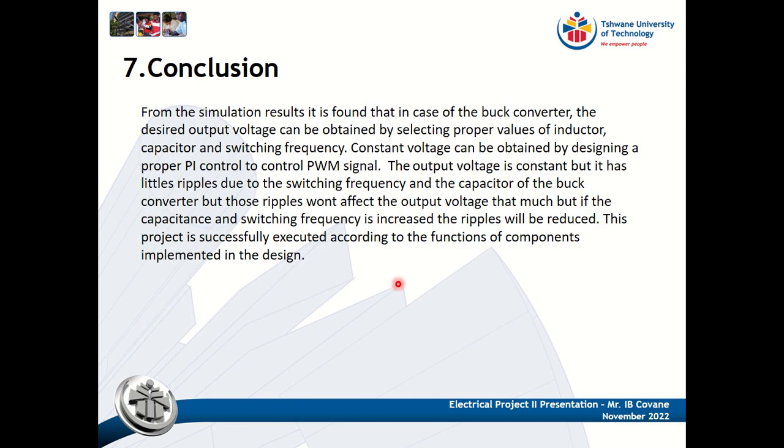So now let's conclude this. From the simulation results, it's found that in the case of a buck converter, the desired output voltage can be obtained by selecting proper values of inductor, capacitor, and switching frequency. Constant voltage can be obtained by designing a proper PI control to control the PWM signal. The output voltage is constant, but it has little ripples due to the switching frequency and the capacitor of the buck converter. Those ripples won't affect the output voltage that much. If the capacitance and switching frequency are increased, the ripples will be reduced.